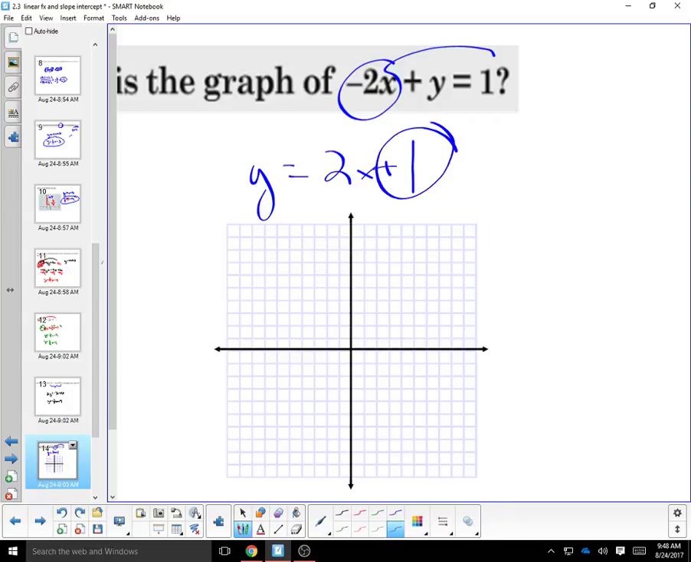Where do I start? Right here on the y-intercept. Then I need to follow what the slope says. Well, it's just a number, so make it a fraction. Go up 2, to the right 1. Up 2, to the right 1. You can do that forever. Put a line through them, and you're good to go.